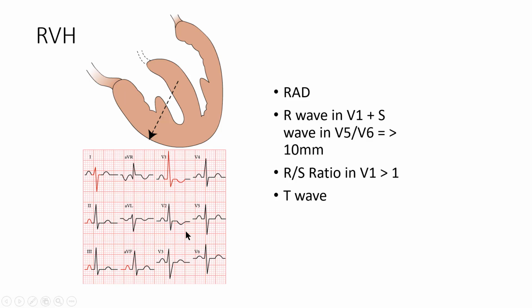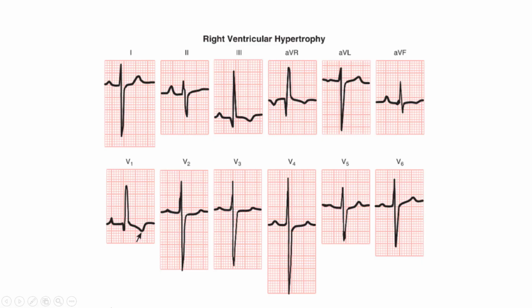Now, also in right ventricular hypertrophy, you are going to have these T wave inversions, so that's something to keep in mind in terms of your ST and T wave analysis. In this particular EKG, we can see in V1 that there is well more than 10 millimeters of amplitude in the R wave, and over here more than 10 millimeters of amplitude in the negative amplitude in the S wave, so we easily satisfy voltage criteria.